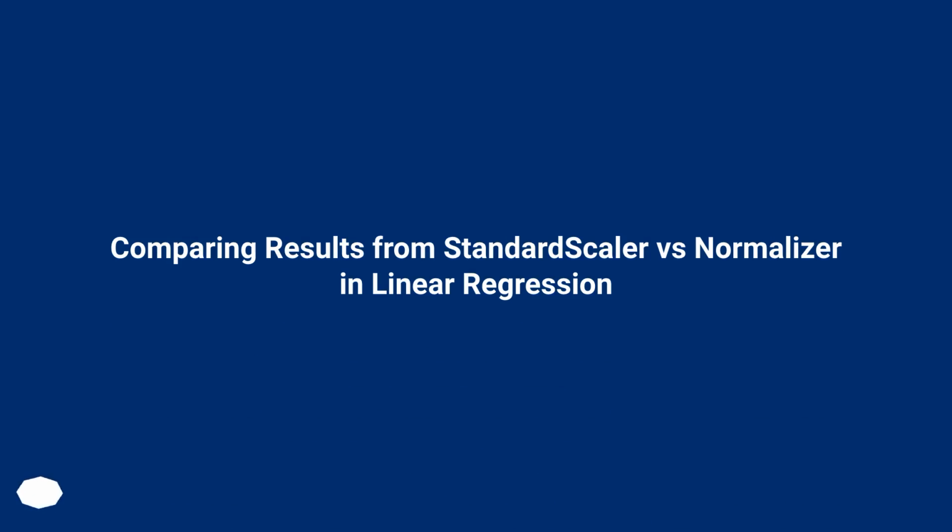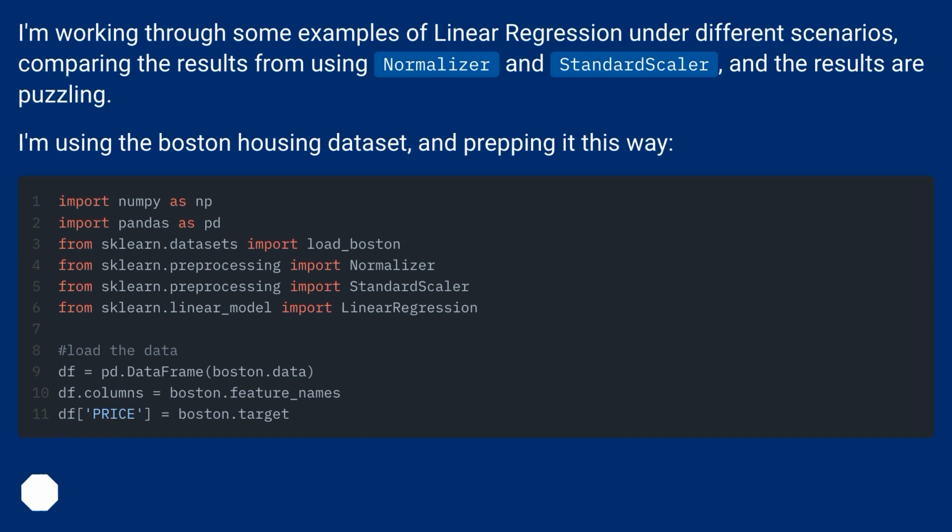Comparing results from StandardScaler versus Normalizer in linear regression. I'm working through some examples of linear regression under different scenarios, comparing the results from using Normalizer and StandardScaler, and the results are puzzling. I'm using the Boston housing dataset, and prepping it this way.